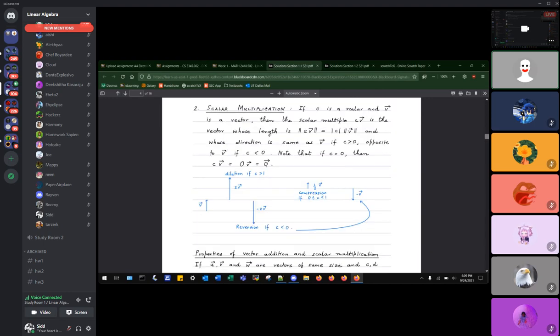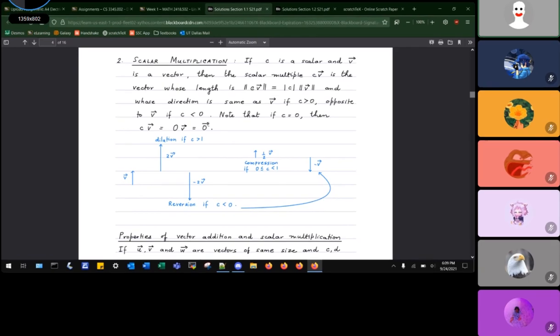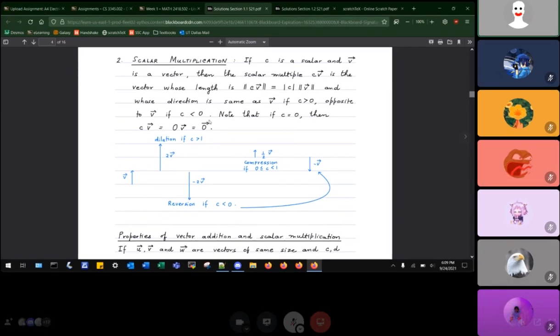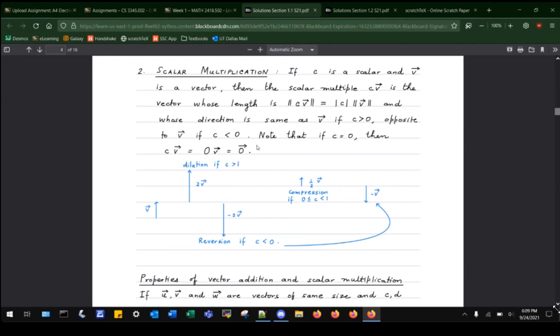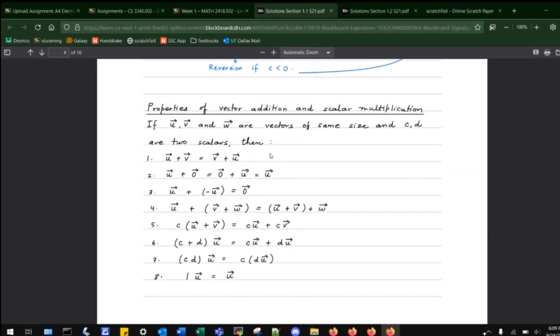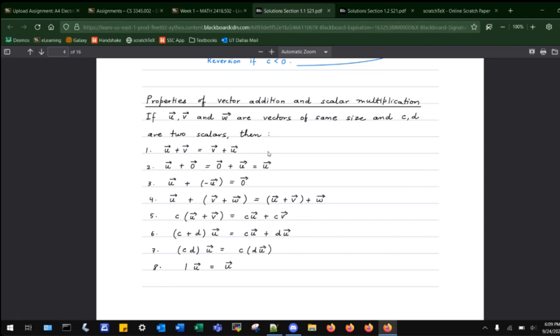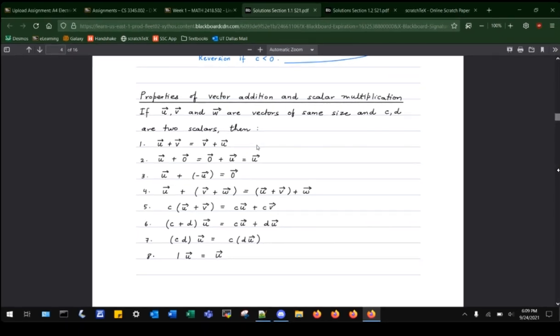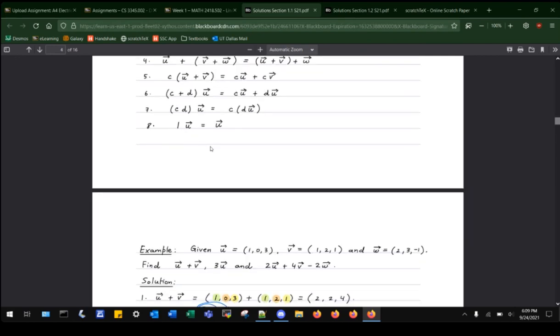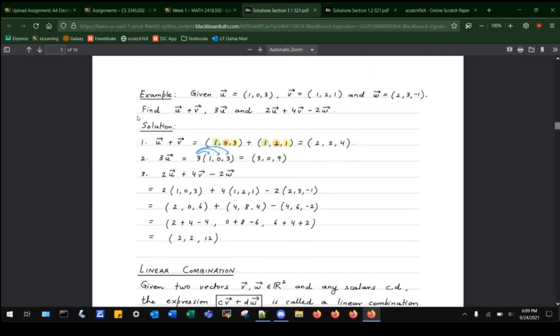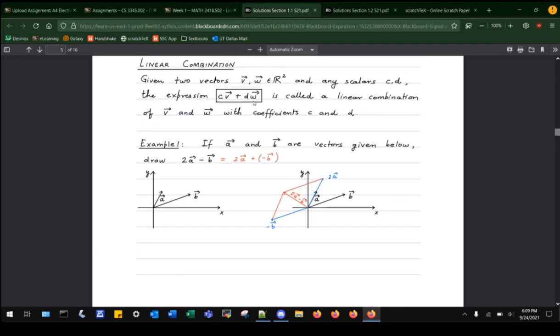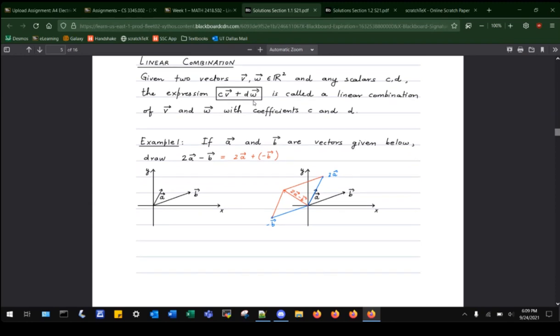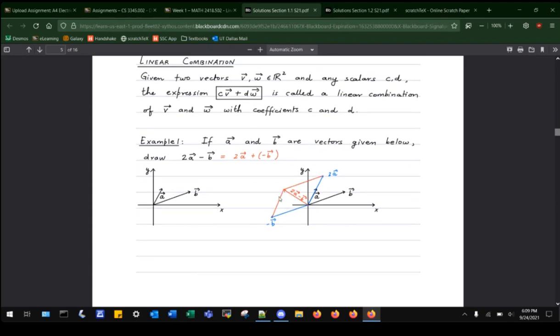Any vector times the constant 0 equals the zero vector. Here are some properties. The main thing to know is vector addition is associative, commutative, and distributive with scalar multiplication. And there's also the identity property. These are some problems. Linear combinations. Well, first of all, does anyone have any questions so far?